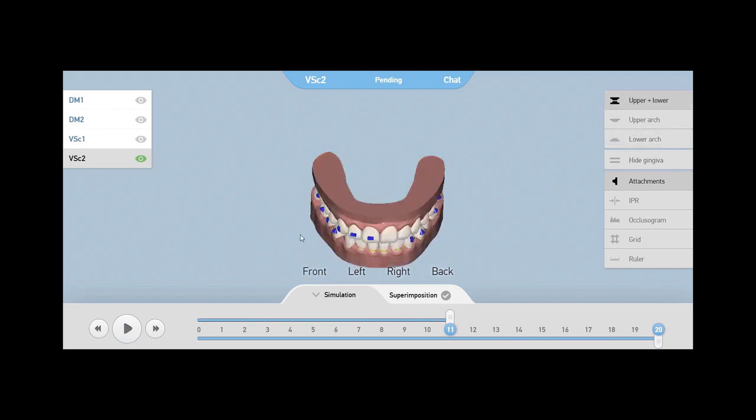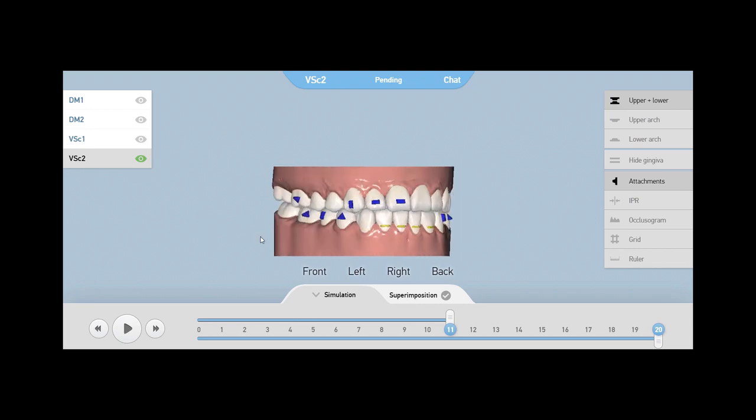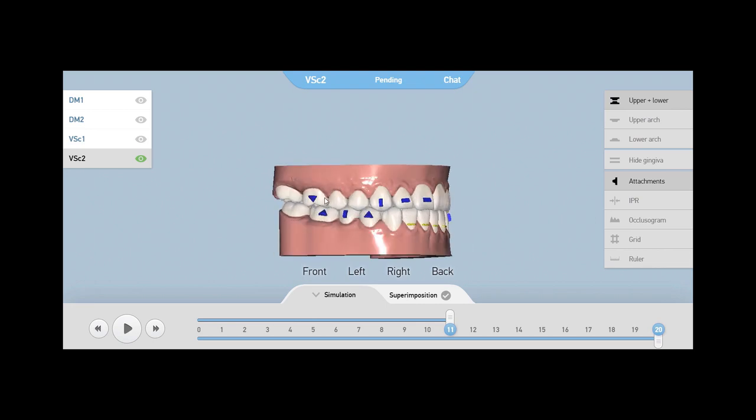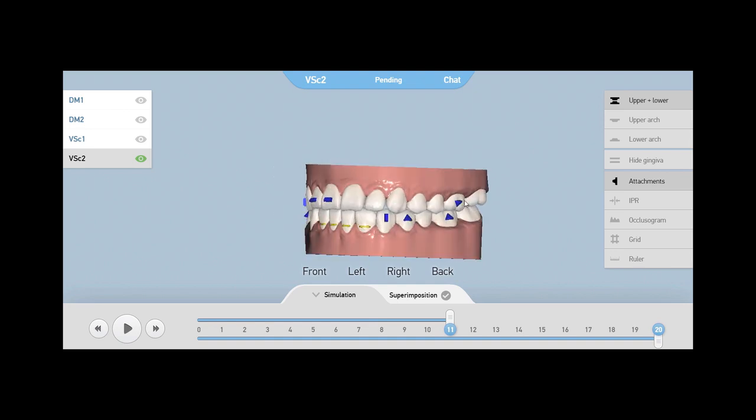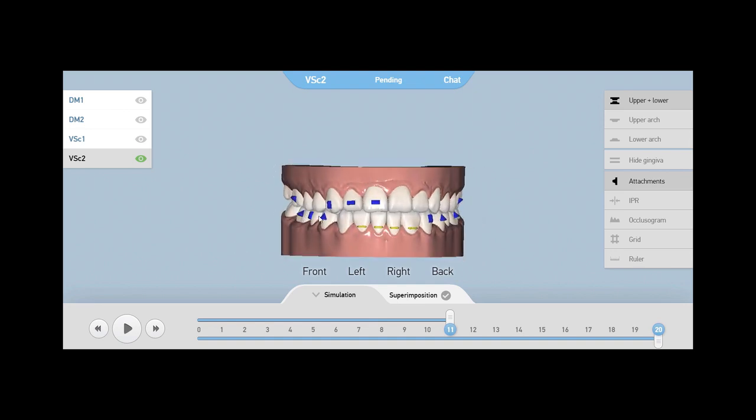Now we are going to have a look at the attachments. The triangular attachments on the molars and premolar are used for anchorage control and beta fixation. The vertical attachments are used to control angulation, and the horizontal ones on the incisors are used for extrusion. You can see this movement here.